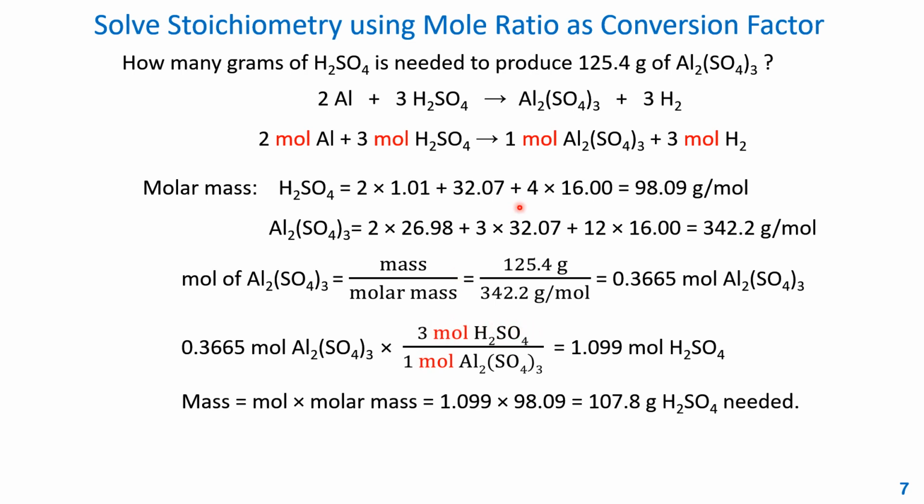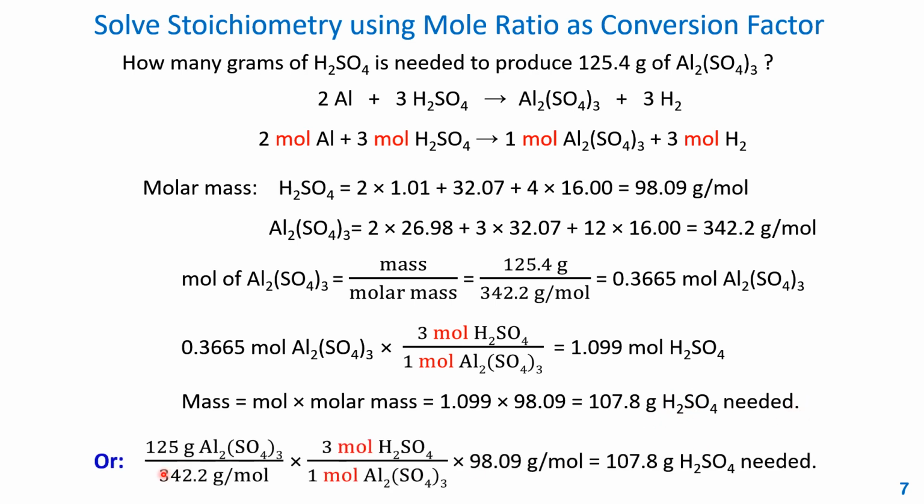We cancel that, and we can calculate the number of moles of the sulfuric acid in question. 3 to 1 is the coefficient ratio, that's the mole ratio. And we get 1.099 moles of sulfuric acid. Last, we need to calculate the mass of the sulfuric acid, so moles times molar mass. The mass of sulfuric acid calculated is 107.8 grams of sulfuric acid needed.